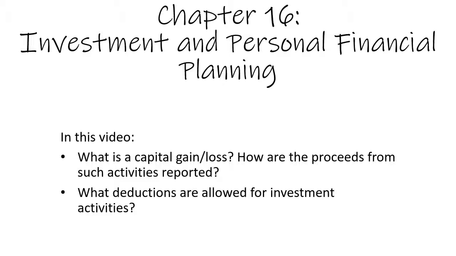Welcome back. In the first part of Chapter 16, we examined what constitutes a gain and what constitutes an ordinary gain versus a capital gain. In this unit, we're going to look more deeply at capital gains and losses and how the proceeds from such activities get reported on the federal tax return. We're also going to look at other types of investment activities, including real estate investments and passive investment activities.